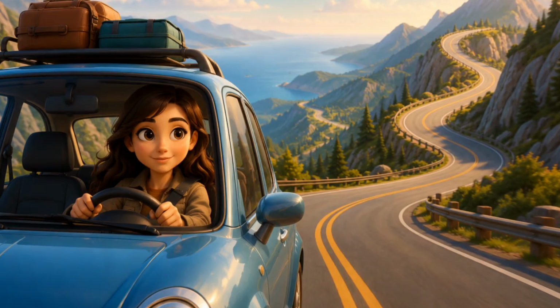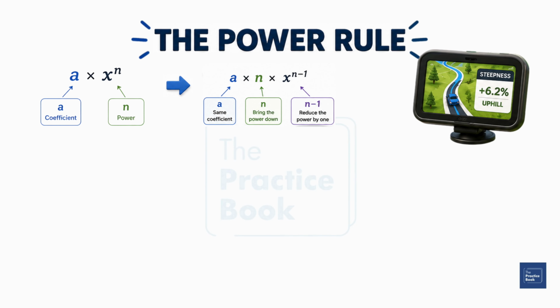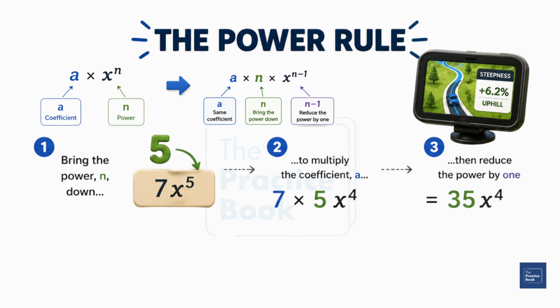Whenever you see a term that looks like a times x to the power of n, you can find its derivative by calculating a times n times x to the power of n minus 1. Think of it as your GPS calculating the steepness of every section of road. You simply bring the power, n, down to multiply the coefficient, a, then reduce the power by 1.